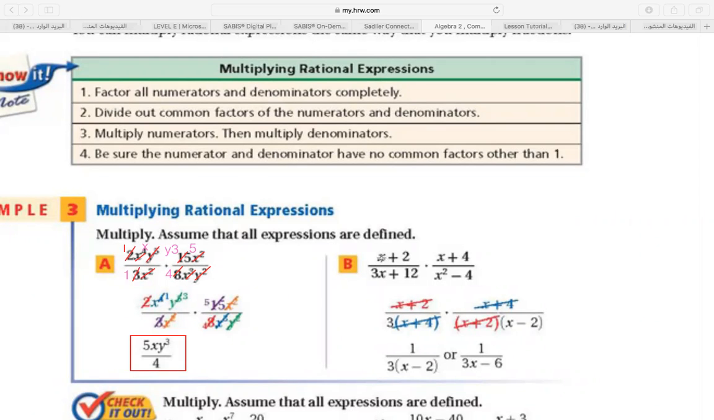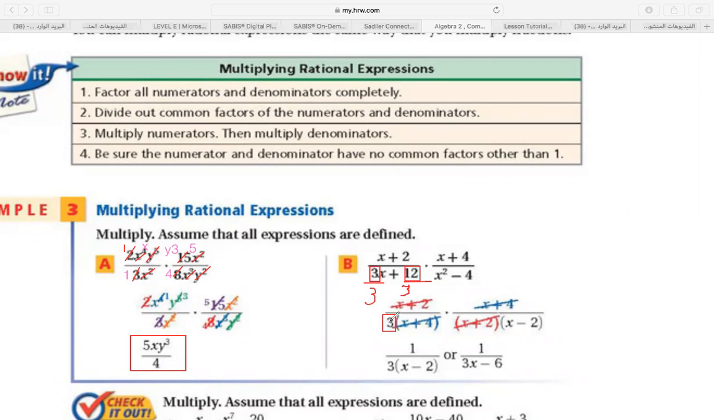What we're going to do here in example B, x plus 2 over 3x plus 12, multiplied by x plus 4 over x squared minus 4, 3x plus 12. My eyes here found a common factor. What is the common factor here? 3 and 12. Yes, 3 is a common factor here, so I will take it out. And I will divide here by 3. I will divide by 3 and I will divide by 3.